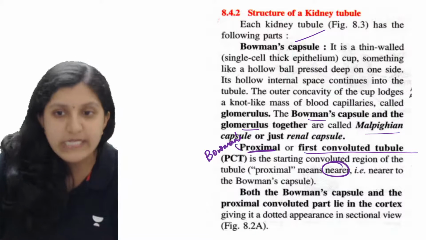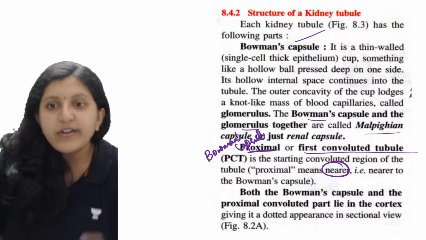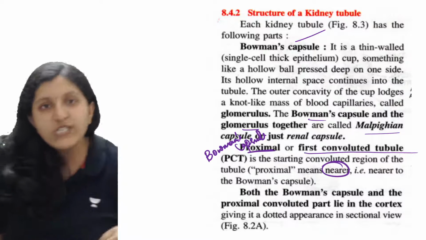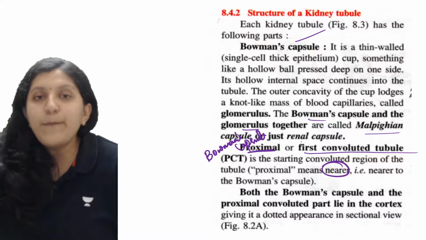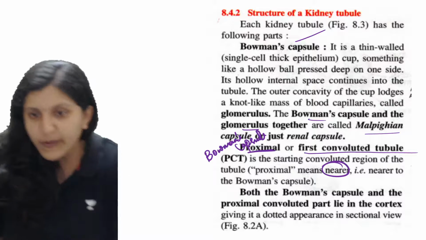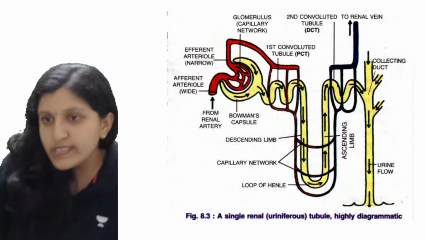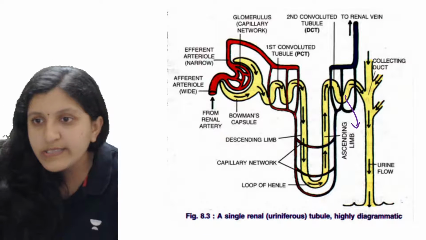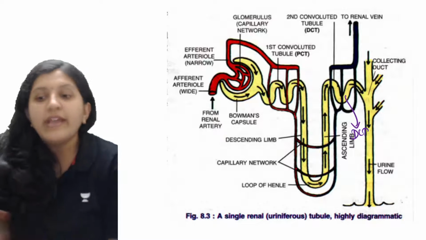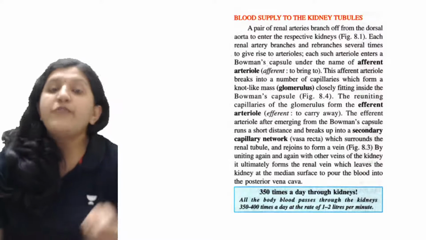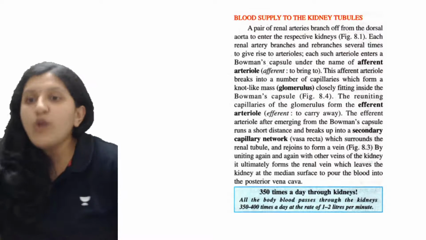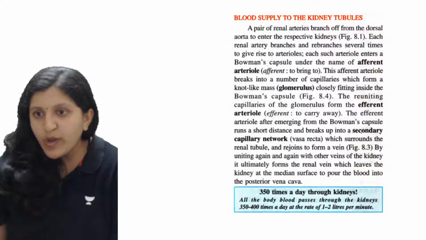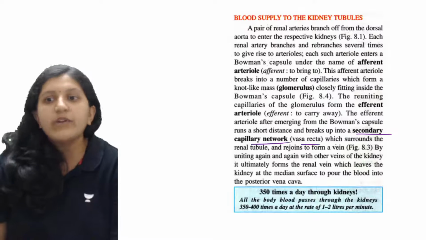Nearer to Bowman's capsule, the first tubule or first folding that you find is called the proximal convoluted tubule. The other one you find, this one, is the DCT. You can find the DCT at a particular distance from the Bowman's capsule, and hence it is called the distal convoluted tubule.